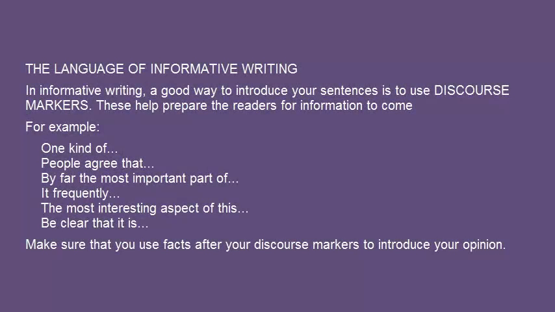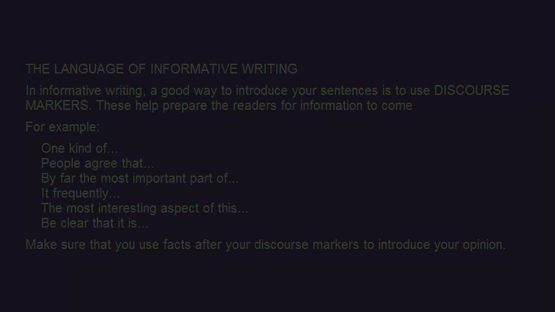The language of informative writing. In informative writing, a good way to introduce your sentences is to use discourse markers. These help prepare the readers for information to come. For example, one kind of, people agree that, by far the most important part of, it frequently, the most interesting aspect of this, be clear that it is. Make sure that you use facts after your discourse markers to introduce your opinion.